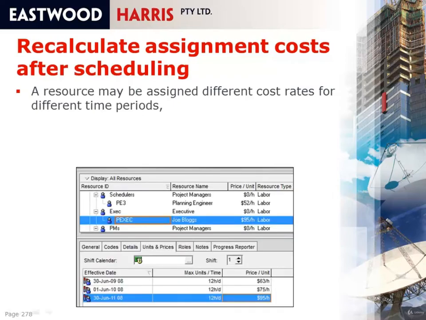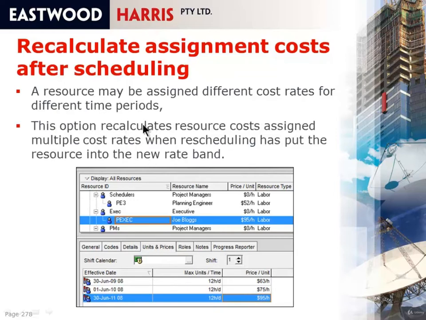So a resource may be assigned different cost rates for different time periods. And you can see here that we have a resource that has one rate in this period, and then between this date and this date we have another rate, and between this date and this date we have another rate. So what this option allows you to do is to recalculate a cost rate when an activity is moved from one cost rate to another. So if an activity gets delayed into the future, it will recalculate the cost. If you don't have this ticked, then although the activity is moved into a new cost rate, the rate against the resource will not change.